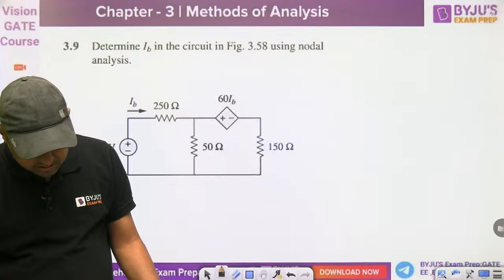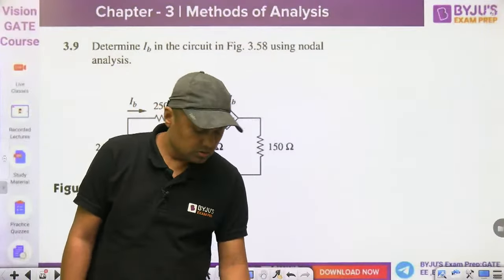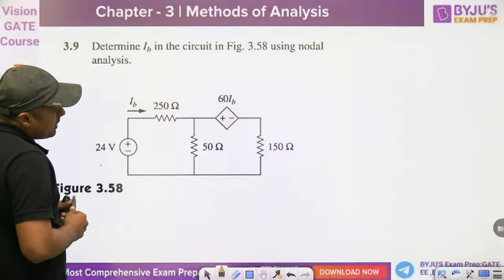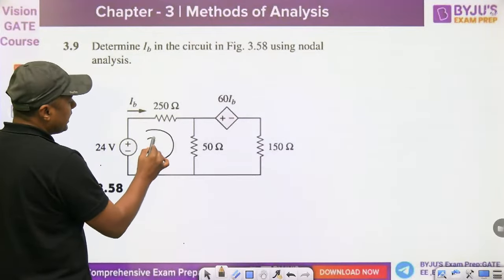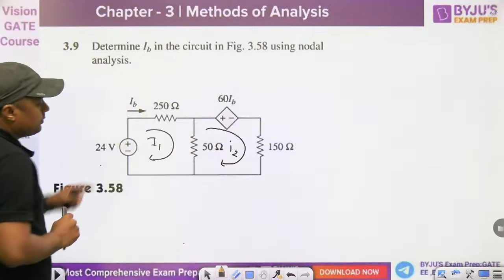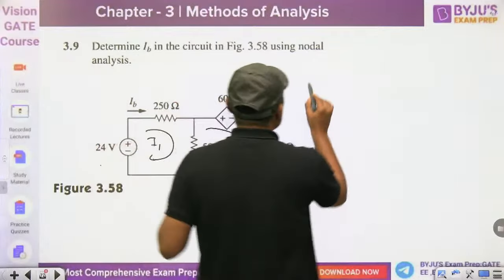822, that is okay. Now watch this. Because you want IB, let this be I1 and this is I2. You have to find I1, because I1 is IB. Directly you can write by the inspection method. This is the minus 24.